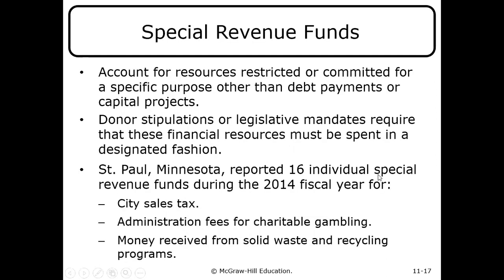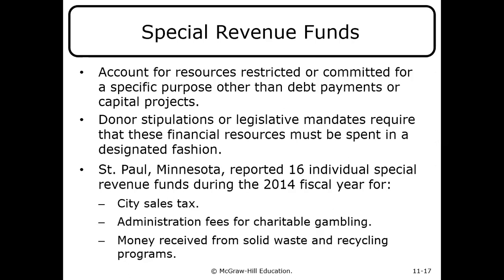The next one is a special revenue fund. Now, the special revenue fund accounts for resources that are restricted or committed for a specific purpose other than paying off loans or bonds, debt payments, or capital projects, building stuff, buying long-term assets, or building infrastructure. Because of donor stipulations or legislative mandates of the law, these financial resources must be spent in a designated fashion.